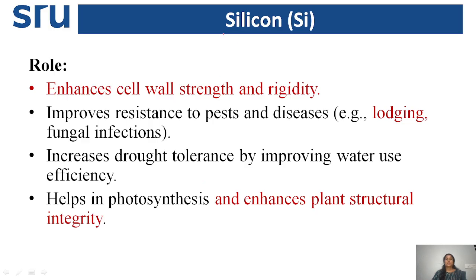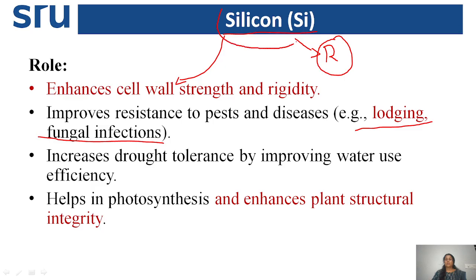The next one is silicon. Silicon's major role is cell wall strengthening, and it also has a major role in rice crops to avoid lodging during flooding. Whenever there is excess water around the crop, we can use silicon to avoid lodging or fungal infection. Majorly it has a specific role in rice crops. Like cobalt in legumes, silicon has a specific role in rice, and it avoids lodging and also pests and diseases in the rice crop.